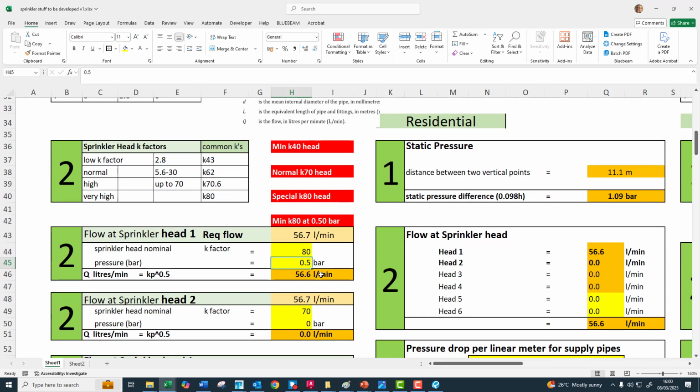So the likelihood is that the system will experience more than half a bar at that most remote sprinkler head. If I even put 0.51 in there, it will push us over the edge. See that straight away, it pushes it over the edge at 57.1. And a lot of designers do that. They actually design on 0.51 rather than 0.5.